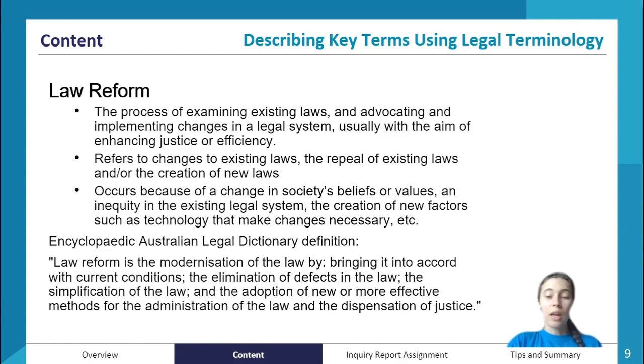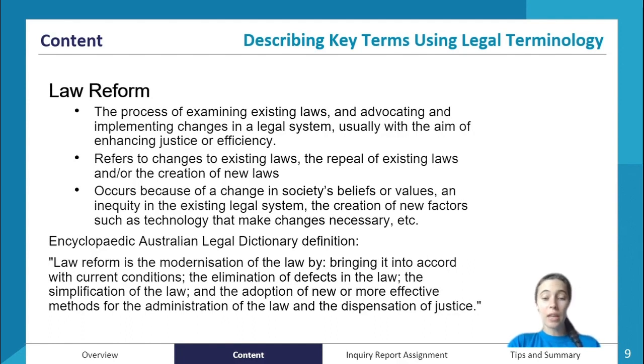So it can be because society's beliefs or values have changed, or there's some kind of inequity in the existing laws, so they need to be changed or repealed. And you could also have new laws entirely because there are new factors that come about as time goes on. Technology is a really clear example of that, and that can result in new laws being necessary.